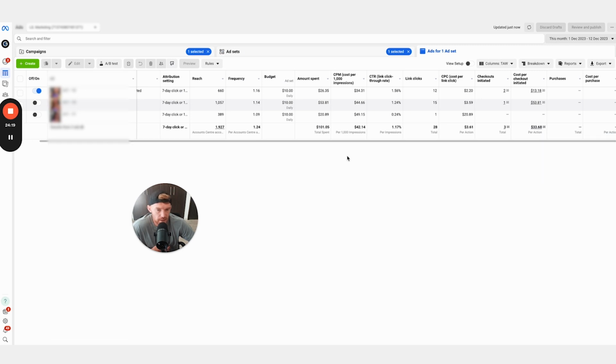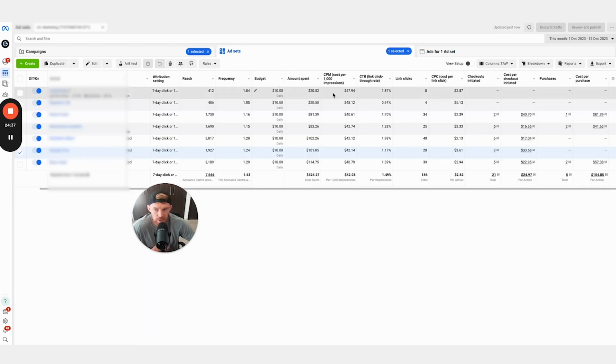Well, you can see here, I've already turned 2 of the ads off, right? This bottom one, $20, 1 click, cost per click, $20. No one wants to see that. Turned it off. Second ad, $53, not got a sale. Cost per click higher than the average. Cost per initiate checkout higher than the average.